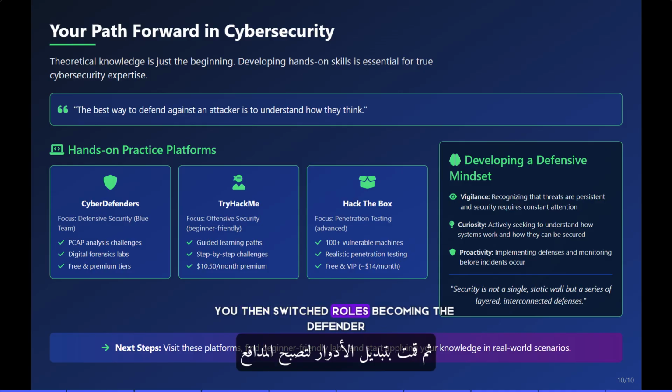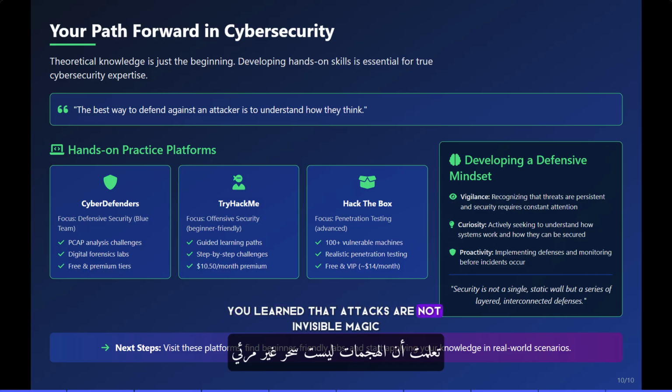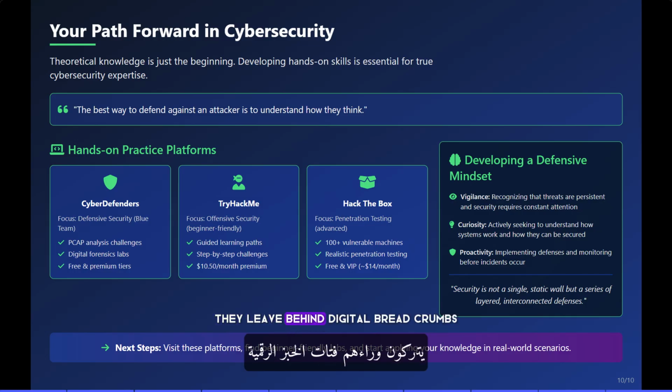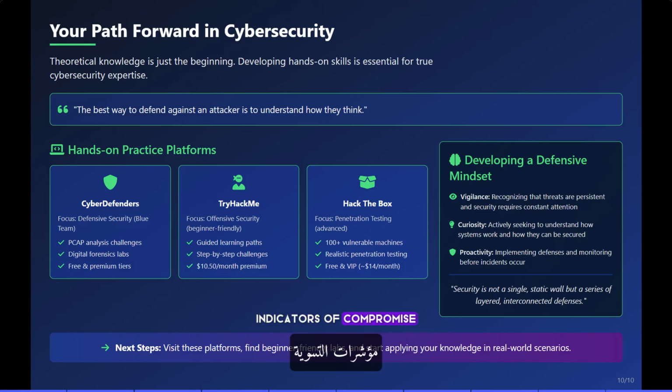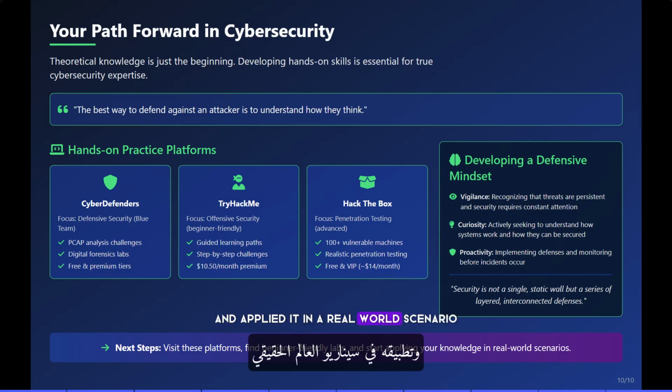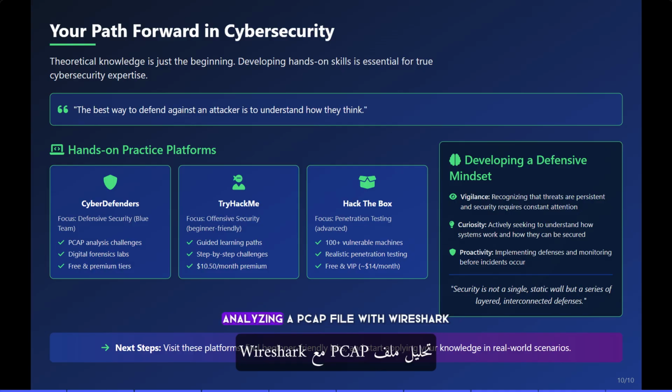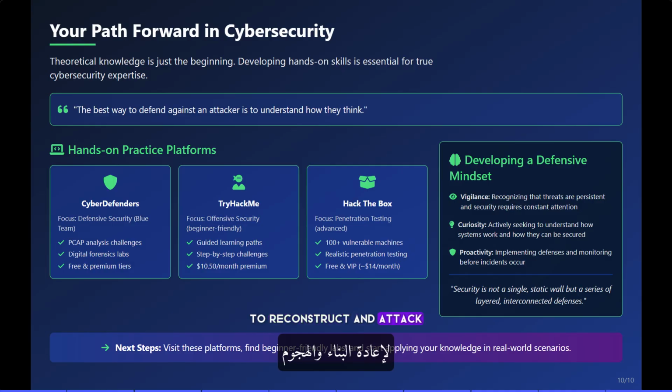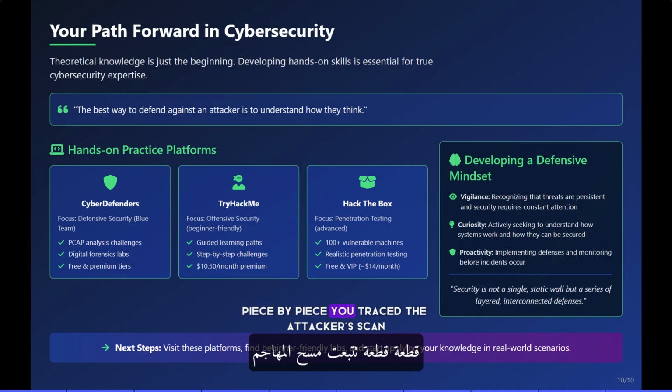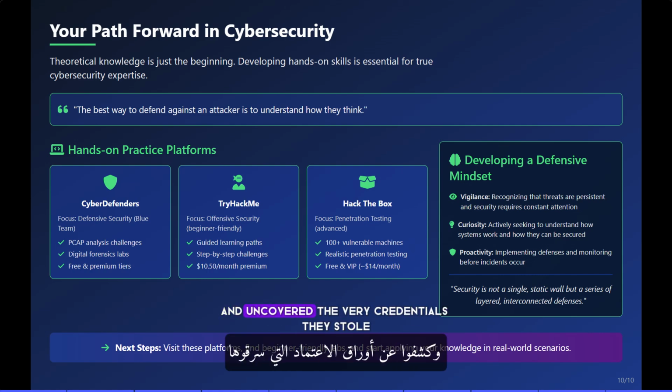You then switched roles, becoming the defender. You learned that attacks are not invisible magic. They leave behind digital breadcrumbs, indicators of compromise. We took this theoretical knowledge and applied it in a real-world scenario, analyzing a PCAP file with Wireshark to reconstruct an attack piece by piece. You traced the attacker's scan, identified their tools, and uncovered the very credentials they stole.